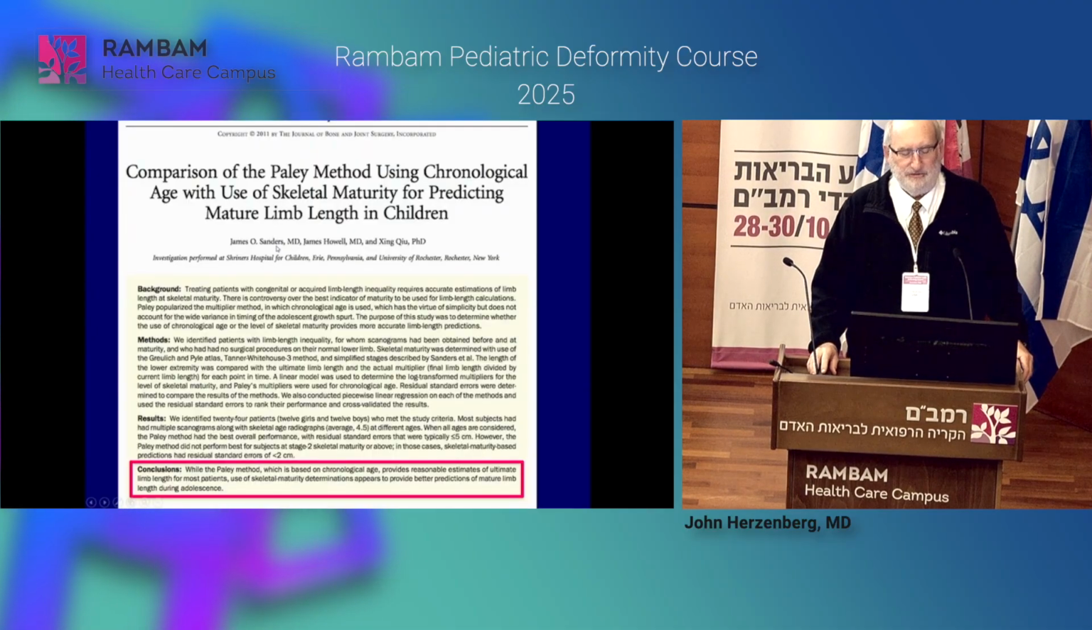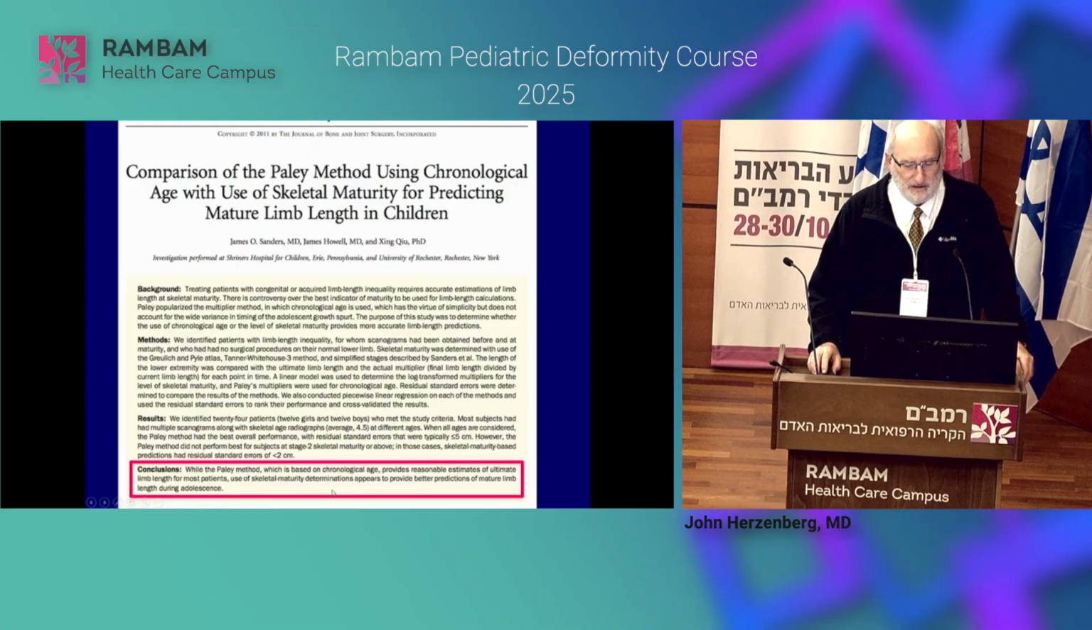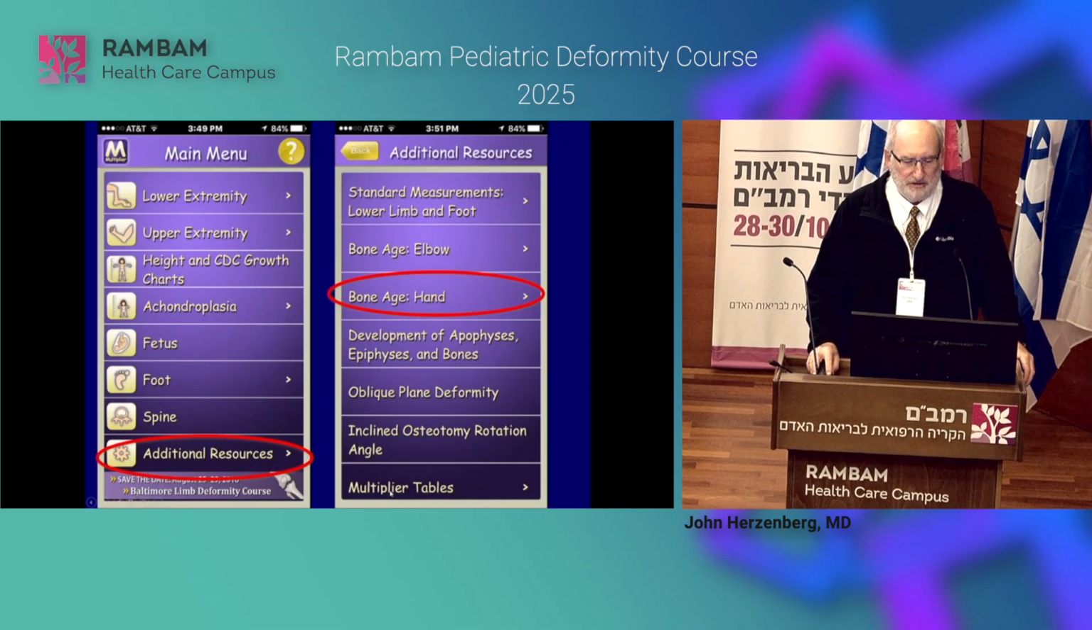In fact, Jim Sanders published a paper looking at the multiplier method for predicting limb lengths in children, and found that if he used the skeletal age, the results were more accurate than if he used chronologic age.